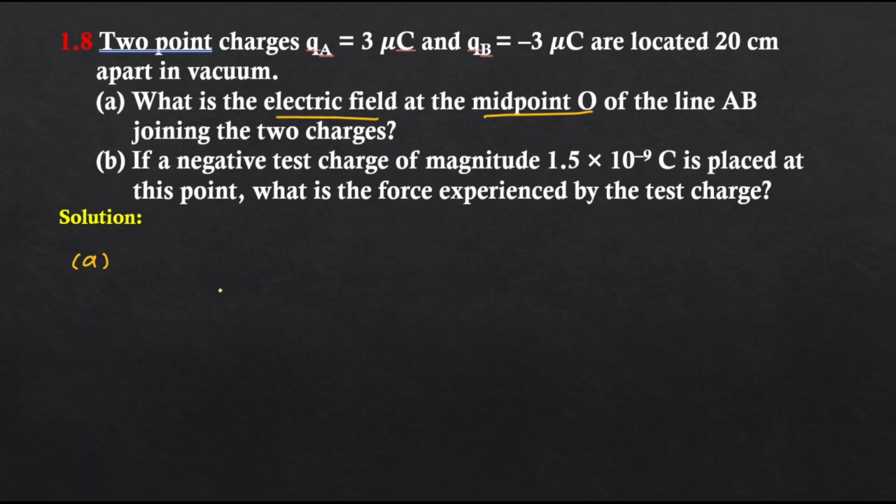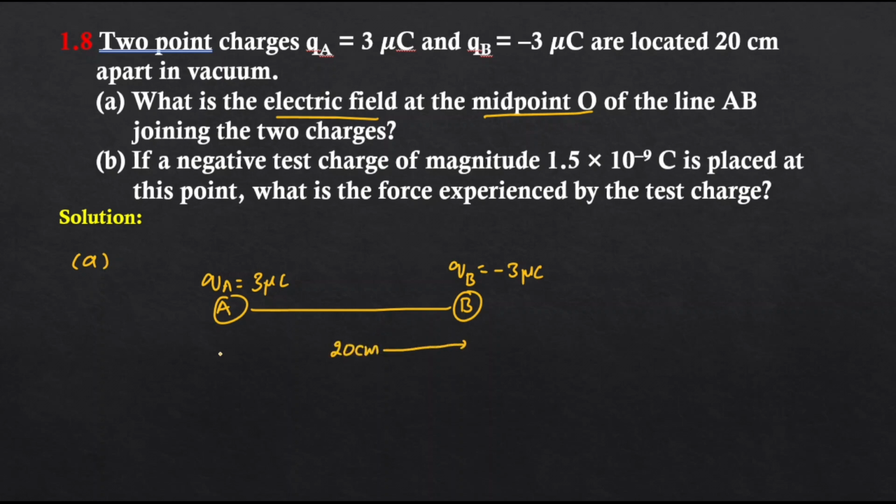They have given two charges. At point A they kept one charge, that is QA equals 3 microcoulomb, and at point B they have given QB, that is a negative charge, minus 3 microcoulomb, and the distance between the two charges is 20 centimeters. Now we can see the midpoint here, for example, that is O. They have already given the midpoint O here, so we are also taking the point O here.